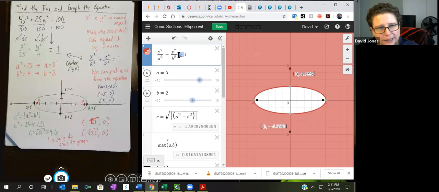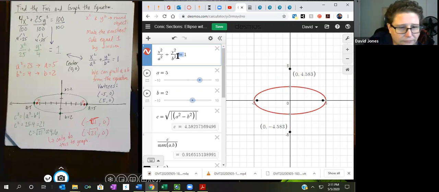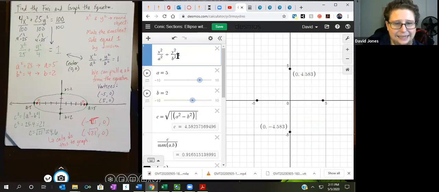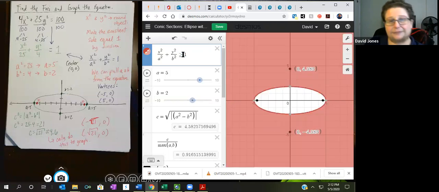This inequality portion right here is what's giving it the shading. That's kind of neat. We say equals is now just the ellipse. If I say less than or equal, it shades inside. If I just do less than, it shades inside but puts a dash on the edge to show don't include the edge. I think it's a little bit easier to see everything when you've got it like that though.